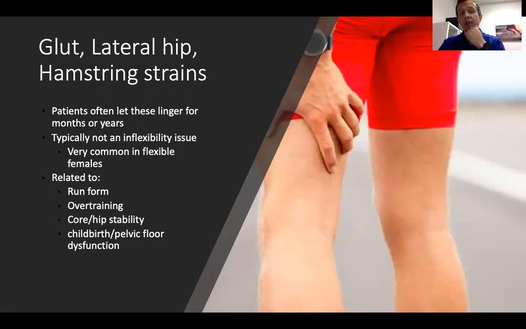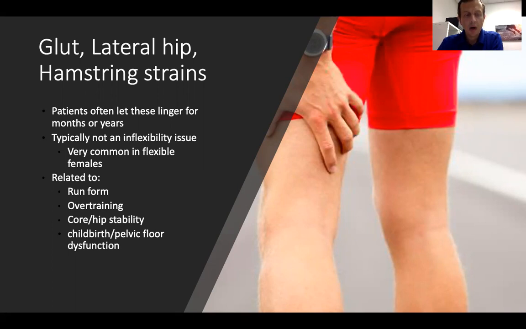We see really frequently strains, muscle strains in the hip, the outside of the hip, the back of the hip, or the hamstring. These are the sorts of injuries that patients often let linger for months or years. They're typically not an inflexibility issue. We see these very commonly in flexible females.